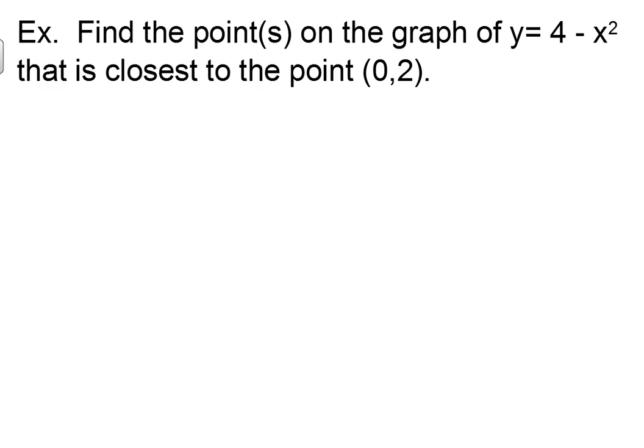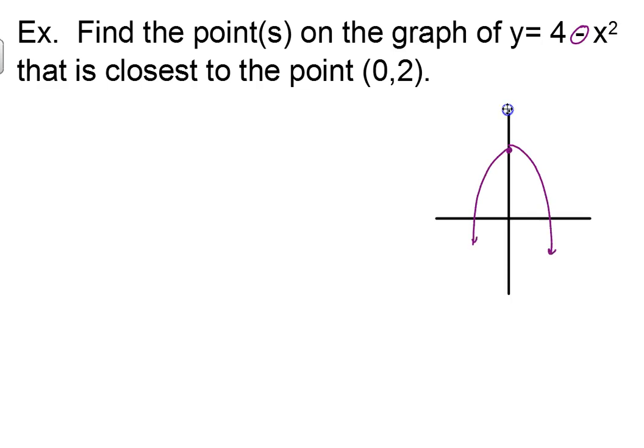On this one, this is pretty straightforward. It's just an algebra problem. It says find the points on the graph of y equals 4 minus x squared that is closest to the point (0, 2). Now, you can use your graphing calculator to look at this more in depth, but what I'm looking at here is a parabola that's frowning and that has a vertex of (0, 4). So it looks something like this.